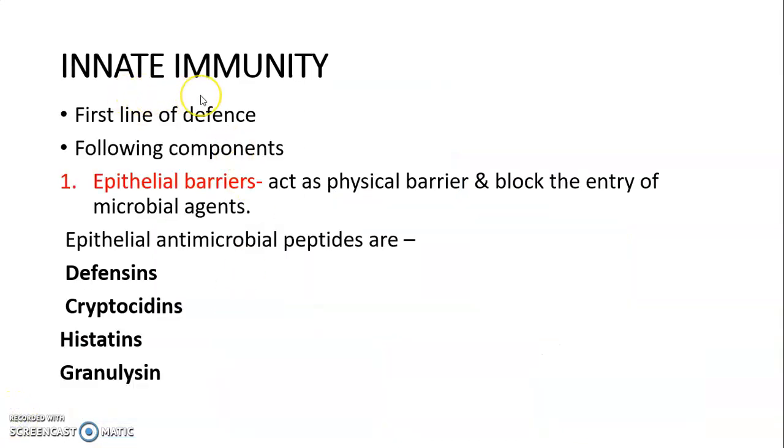So coming to the innate immunity, it is the first line of defense and it has the following components. Number 1, epithelial barriers. Epithelial barriers act as a physical barrier and block the entry of microbial agents. Epithelial antimicrobial peptides are defensins, cryptocidins, histatins, and granulysin.